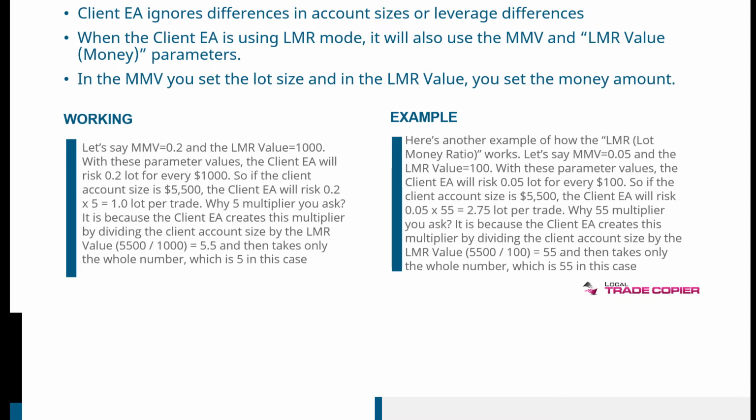And why 55? It's because the client EA will create this multiplier by dividing the client account size by the LMR value. So 5,500 divided by 100 is 55, and then it takes only the whole number, which is 55 in this case. So the lot size becomes 2.75.